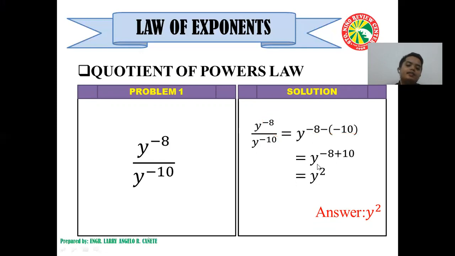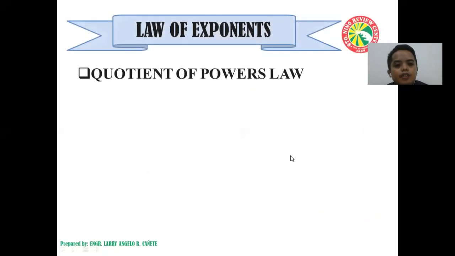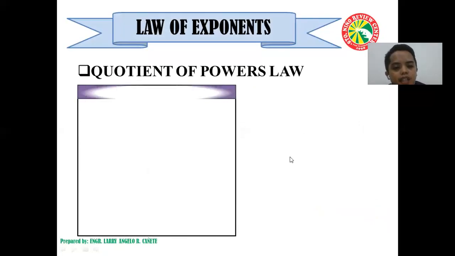And then negative 8 plus 10 is equal to 2 by operation of addition, y squared. So the final answer would be y squared. So that is your final answer. Quotient of powers law, another example.